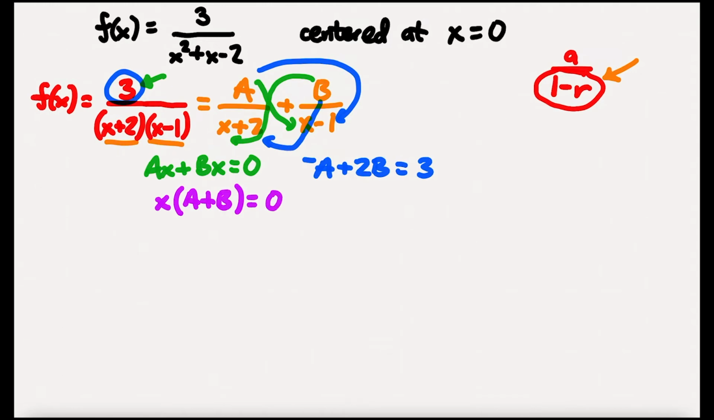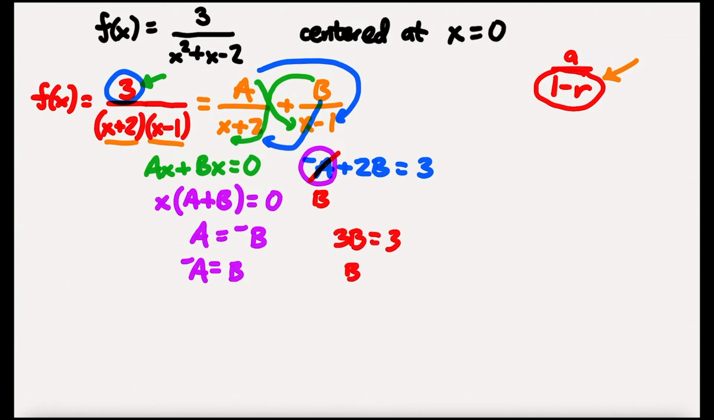From here I can factor out an x, and you have a plus b is equal to 0. So in this case, a is going to be equal to negative b. Now what's also true is that negative a is equal to b. So what I can do is substitute for that right up here. So now you're going to end up with b. This can be represented as b. So now you have b plus 2b equals 3. So that's just 3b is equal to 3. So b is equal to 1, which means a is going to be equal to -1.